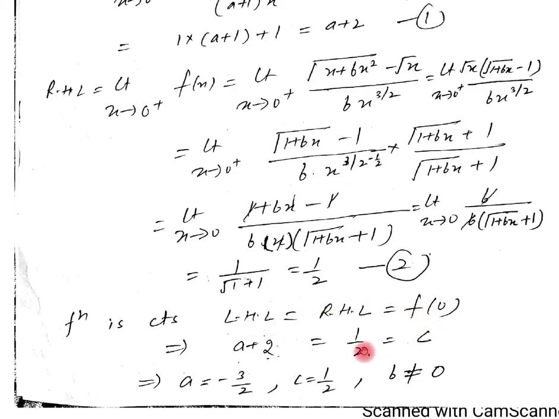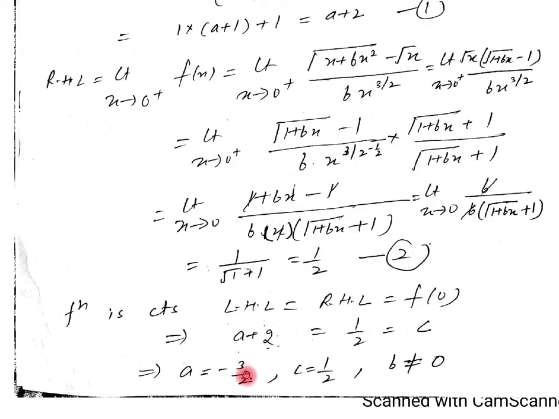Now this expression is independent of b. It means b can have any value. But here the b is in the denominator, and denominator can never be 0. Therefore we can write a equal to minus 3 by 2, c is 1 by 2. B can have any value except 0. It means b cannot be 0.